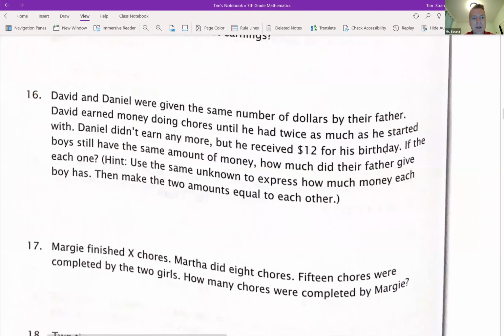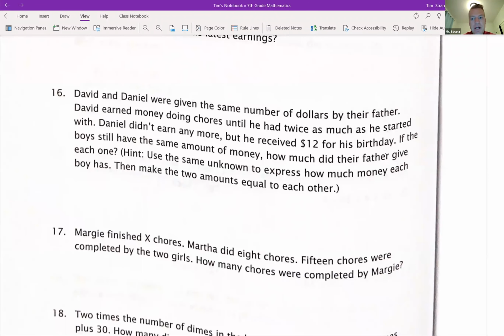David and Daniel were given the same number of dollars by their father. David earned money doing chores until he had twice as much as he started with. We don't know how much he started with, so we're going to call that D, for dollars. Let's make it more confusing than it already is. Until he had twice as much, so 2D, twice the amount of dollars. Daniel didn't earn any more, okay? But he received $12 for his birthday. So 12, plus the original amount he had, which we don't know.